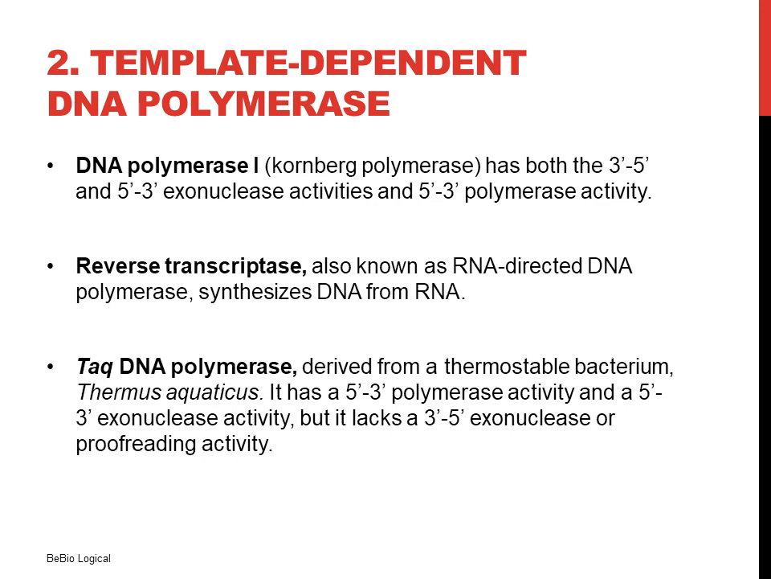Now next is Taq DNA polymerase. DNA polymerase derived from a thermostable bacterium, Thermus aquaticus, is known as Taq DNA polymerase, which operates at 72 degrees centigrade and is reasonably stable above 90 degrees centigrade and used in PCR. It has a 5' to 3' polymerase activity and a 5' to 3' exonuclease activity, but it lacks a 3' to 5' exonuclease, that is the proofreading activity.